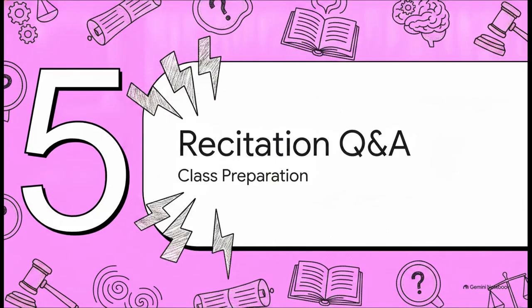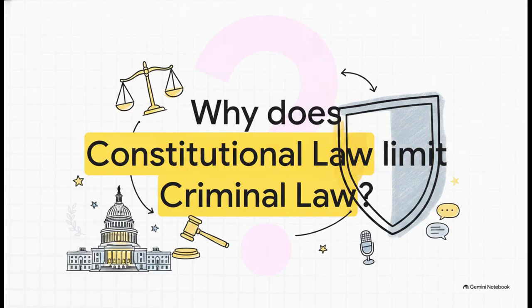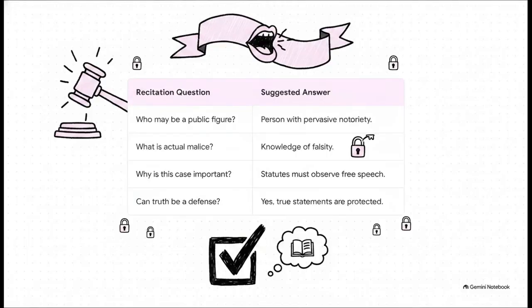Okay, time to put you in the hot seat. Let's do some rapid-fire recitation prep. Picture your professor leaning over the podium and asking, "Counsel, explain to the class why a purely criminal law topic is being severely limited by a constitutional law principle in this specific case." You need a sharp, confident response here. You've got to remember that no branch of law exists in a vacuum. Criminal law defines the crime, sure, but the Constitution is the supreme law of the land, and it always gets the final word. You've got to memorize the core logic bridging these concepts.